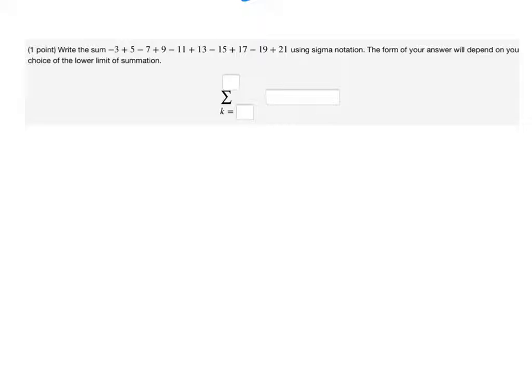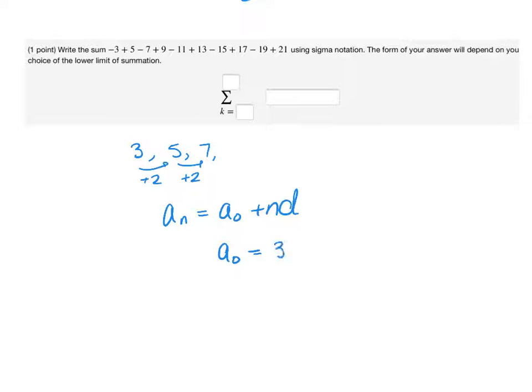Now I see it alternating. So typically what I do is I ignore the negative part because it's an alternating sequence. So ignoring the negative part, if I were to just give you 3, 5... You're going up by 2. Yep. So if I'm going up by 2, ignoring the negative part of it, how would I find the closed formula for this arithmetic sequence? A sub n equals a sub 0 plus nd. How do I find a sub naught? Your first term subtracted by your difference.